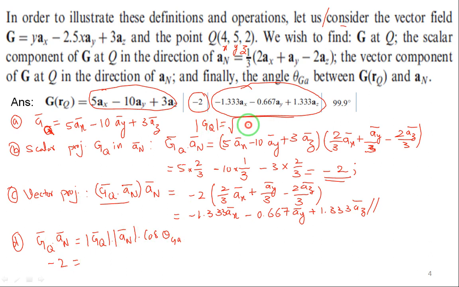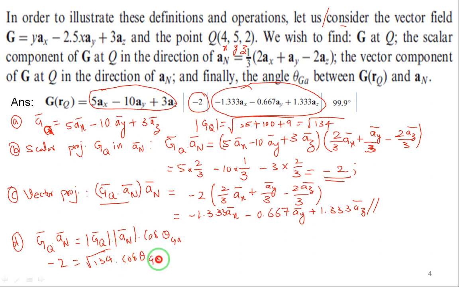Magnitude of GQ is equal to the square root of 5 square, that is 25, plus minus 10 whole square. 10 square is 100, plus 3 square is 9. So finally we will be getting root of 125 plus 9, that is 134. So magnitude of GQ is root of 134. Magnitude of AN vector is 1. I will not write that 1.